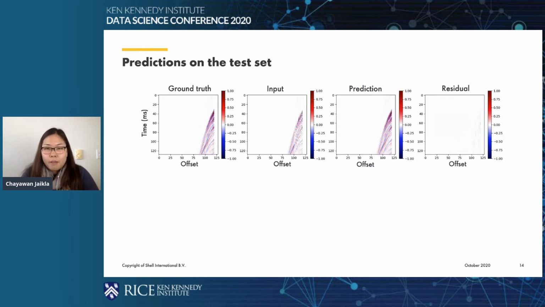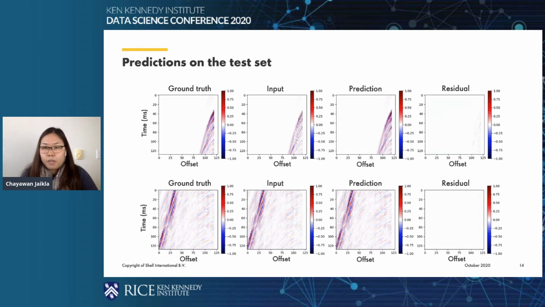Here are some examples of the prediction on the test set. The first image is the ground truth. The second is the input where we remove seismic traces in the near offset zones, as you can see in the white streak lines here. The third image here is the model prediction, and the last image is the residue, which is calculated by subtracting the prediction from the ground truth.